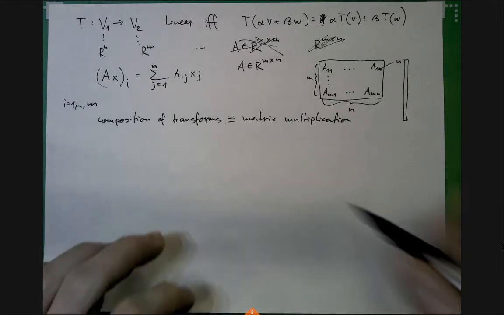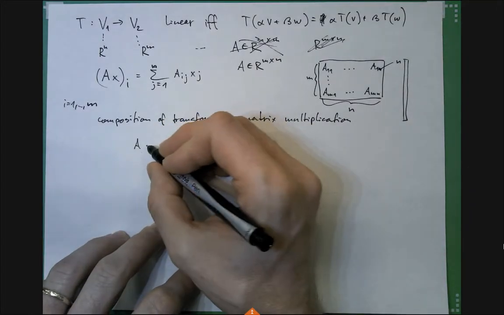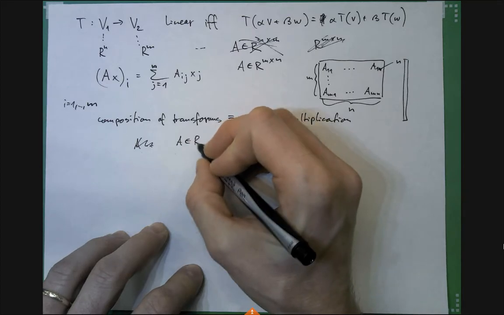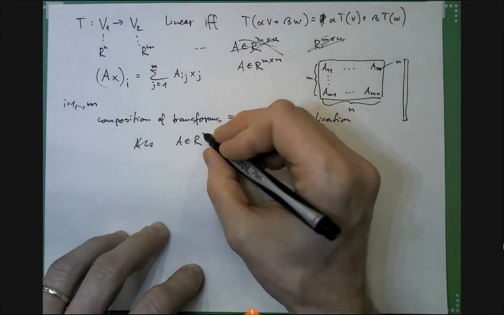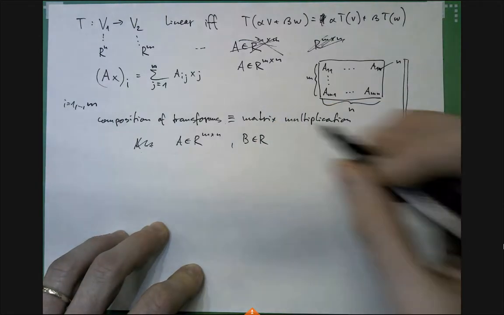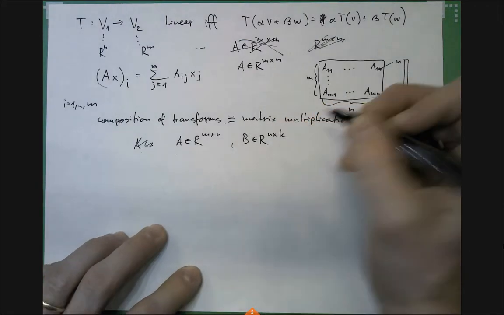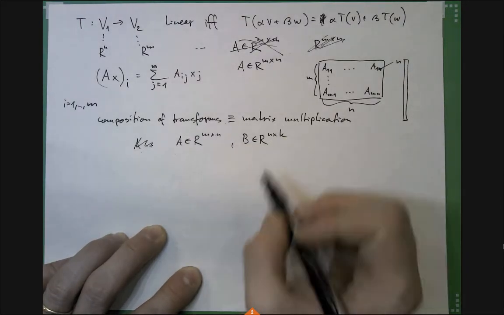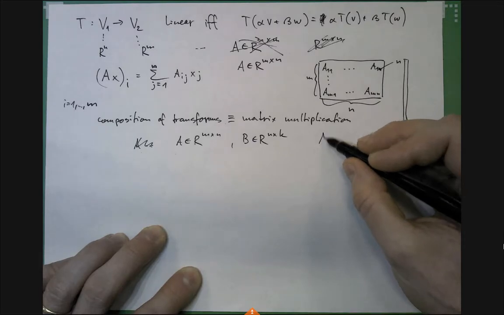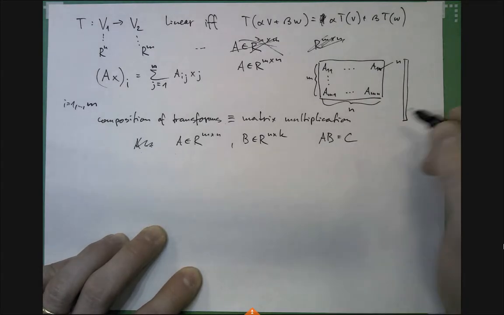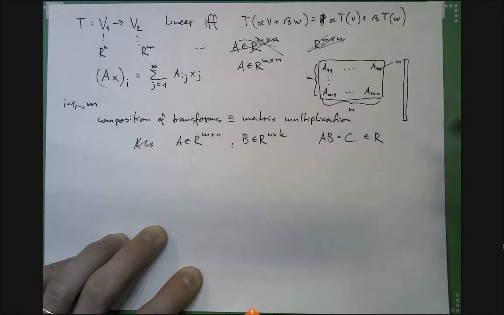Okay. So if I have two matrices, A would be an m by n matrix, and B would be an n by k matrix. I did not choose this n arbitrarily. The dimensions have to match so that the product AB, which would be some matrix C, is defined, and that would be a matrix of what dimension?